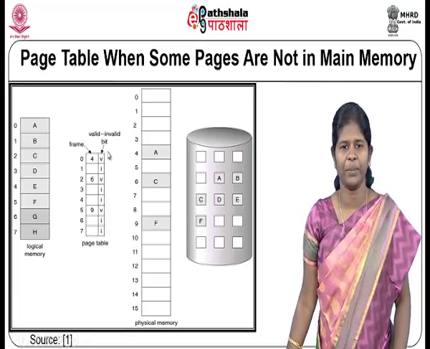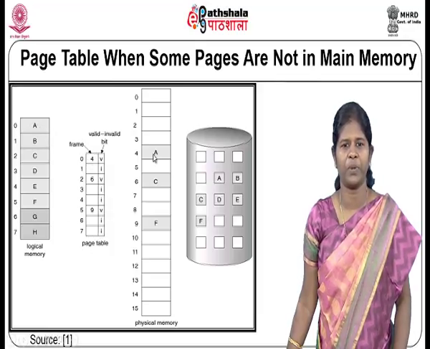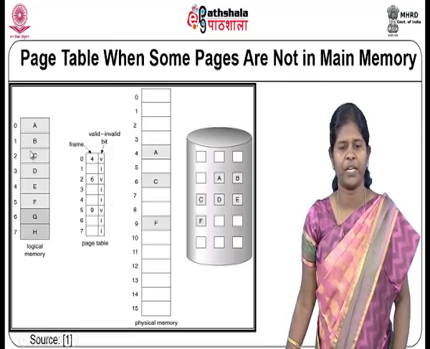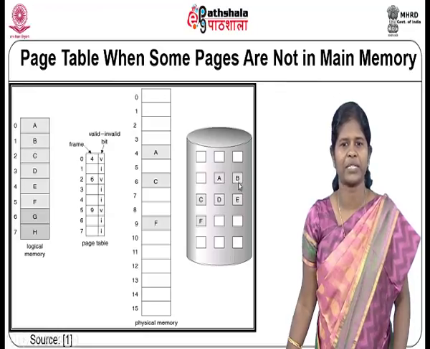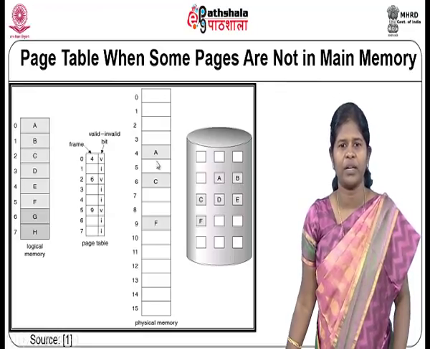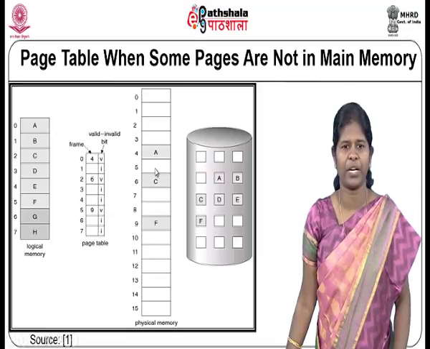Now look at the page table. Page number 0 corresponds to page A. Page A is present in the physical memory, and hence you update the page table as valid, and the corresponding frame number is also put into the page table. But page B is a valid page, but it is kept only in the backing store. It is not kept in the physical memory now, hence it is marked as invalid.